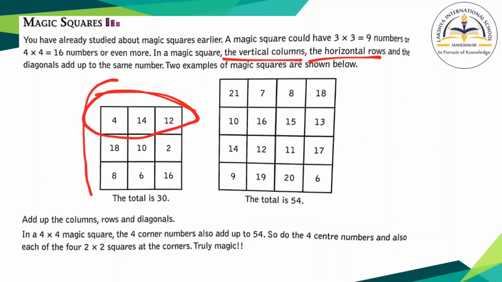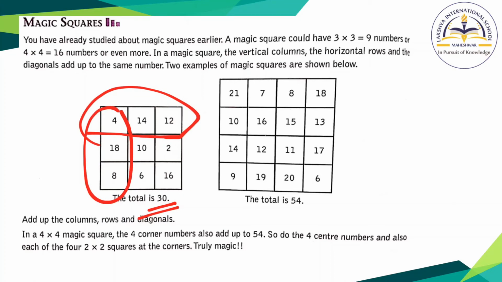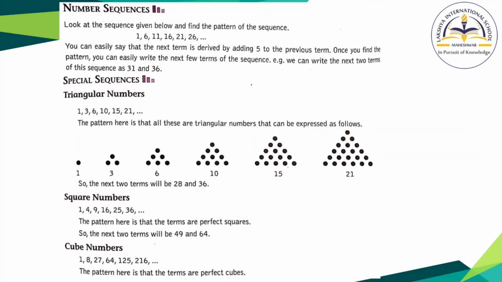Means the sum of this one and this one, diagonal, this will be the same. Suppose 4 plus 14, 18, 18 plus 12, that is 30. Now 4 plus 18, that is 22, 22 plus 8, again 30. Now 10 plus 4, 14, 14 plus 16, 30. So like this you have to arrange the numbers. Now number sequence means you just have to find the difference and you have to write the next term.